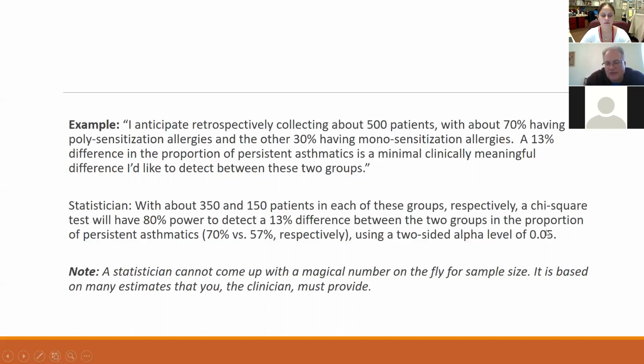Using a two-sided alpha level of 0.05, I won't spend too much time on that, but this just means, if the difference really does exist, you want to make sure that you can't blame it on chance, that it's a real statistical difference between the two groups.